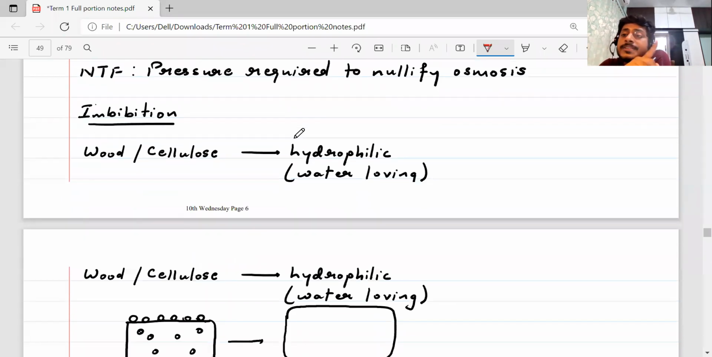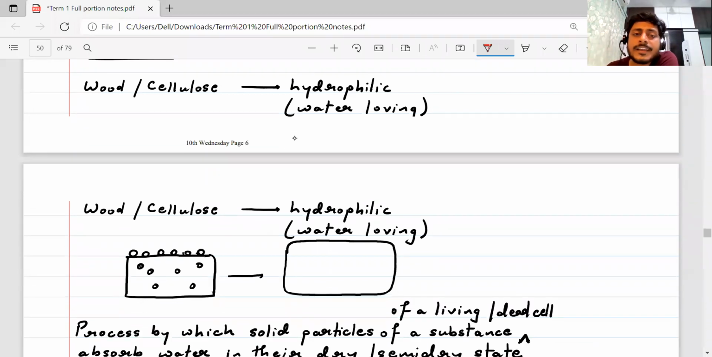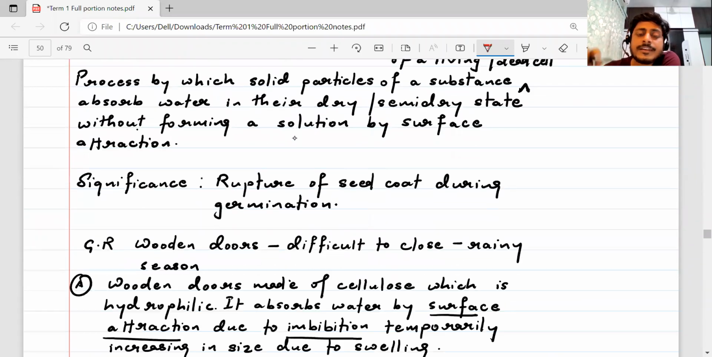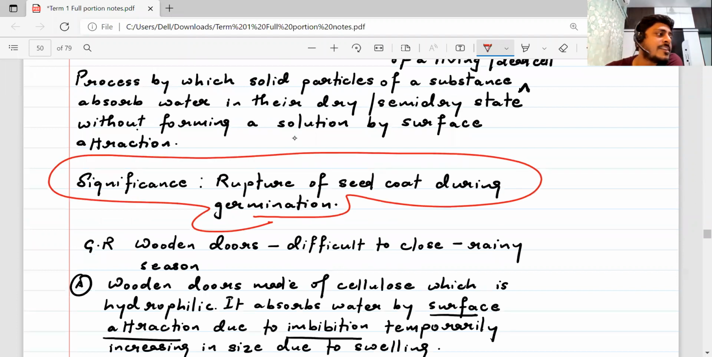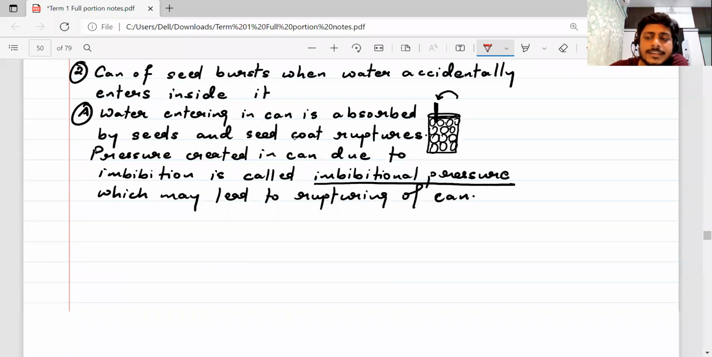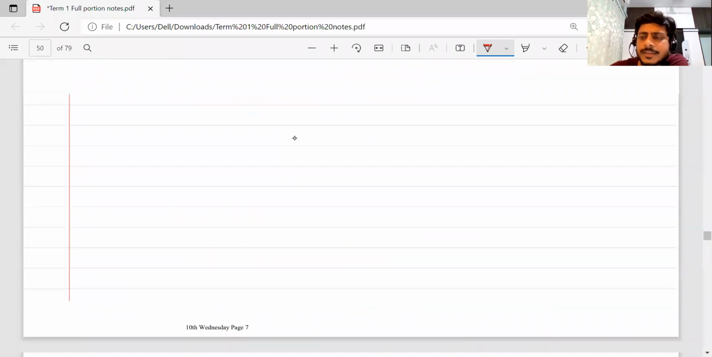Imbibition is the process in which living or dead plant cells in their dry or semi-dry state absorb water by surface attraction. Most of the definitions will have surface attraction, so look for surface attraction. Wood or cellulose is hydrophilic, which means it's water loving. That's the definition. I missed this one: the significance of imbibition is rupture of the seed coat. The seed coat rupturing during germination is by imbibition. That was the imbibition concept that we spoke about. I think that was all in absorption by roots.